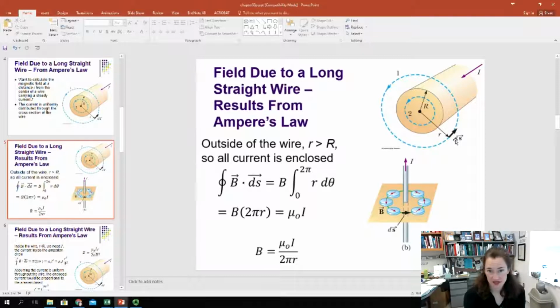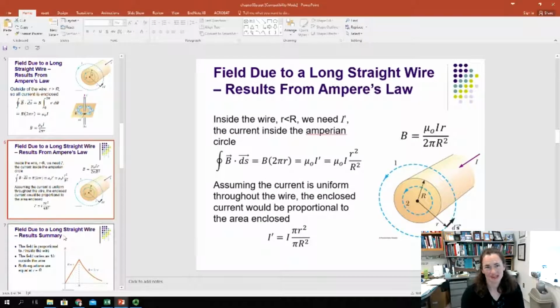Now, Ampere's law says that this line integral is equal to mu naught times the current enclosed by our Amperian loop. Because we're outside of the wire, the current enclosed by this Amperian loop is all of it, or I. So we can say that B times 2 pi r is equal to mu naught I. Then we can solve for our magnetic field B, and it's mu naught I over 2 pi r. If you don't understand, make sure to pause the video and stare at it until you get it.